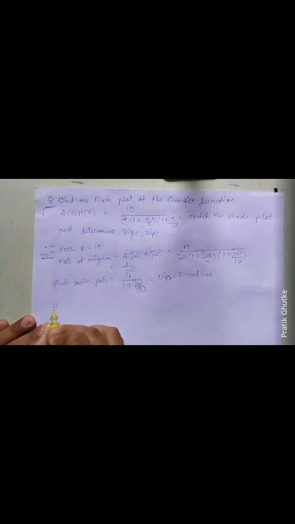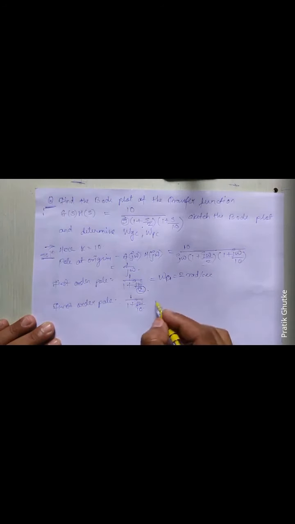So for next first order pole, 1 divided by 1 plus j omega by 10. Now tell me what will be the next corner frequency, that is omega C2. J omega by 10. Yes, Gayatri, absolutely right. 10 will be your next corner frequency, 10 radian per second.